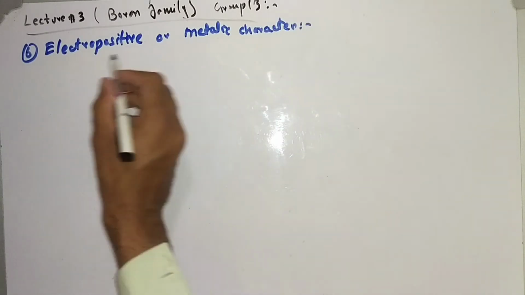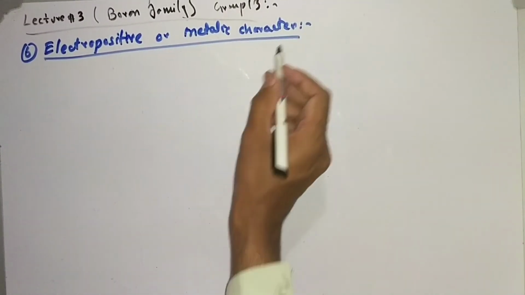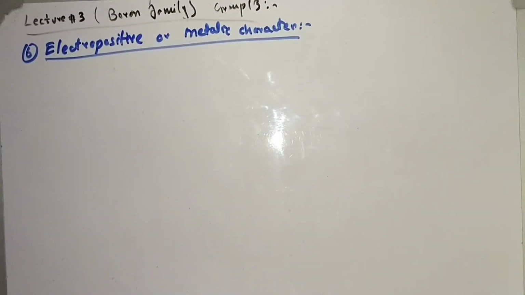So what about the metallic character of the boron family? What is the order of metallic character in the boron family? Does the metallic character increase or decrease down the group? So let's start the topic, and please concentrate on it.